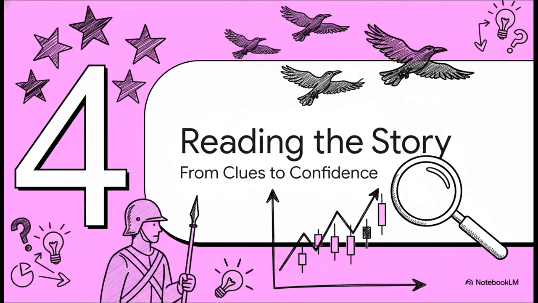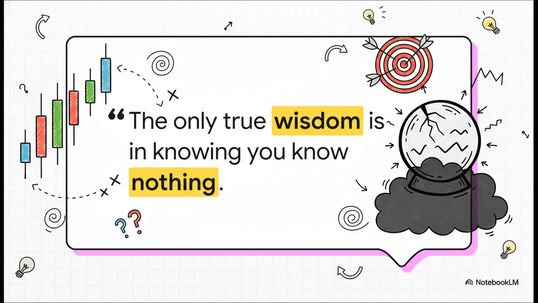So, we've gone through the stars, the soldiers, and the crows. But here's the thing. Just being able to spot one of these patterns is only half the job. The real skill is learning how to put all these different clues together to read the market's bigger story. And that brings us to what is, without a doubt, the most important point of all, and it's summed up perfectly by this quote from Socrates.